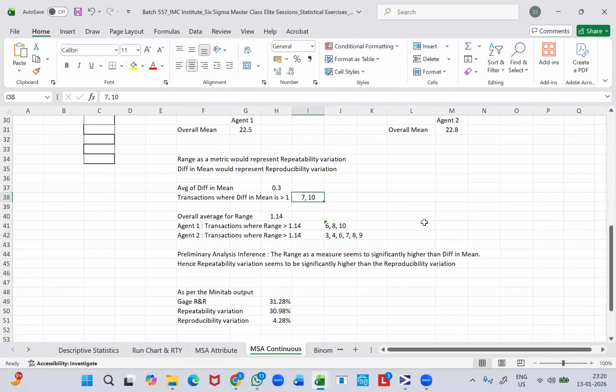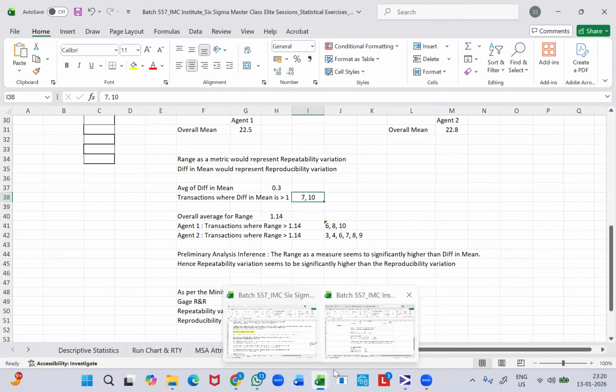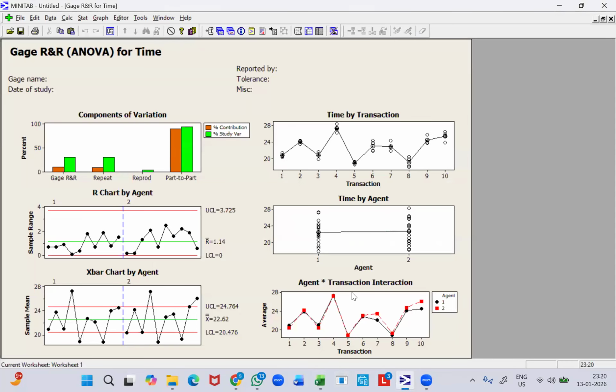So the transactions where the differences in mean are quite significant are 7 and 10. These two are the only transactions where we have the differences in mean in excess of 1. For all the other transactions, the differences in mean were less than 1. It was not all that significant. So this itself clearly tells that the repeatability variation is significantly higher than the reproducibility variation.